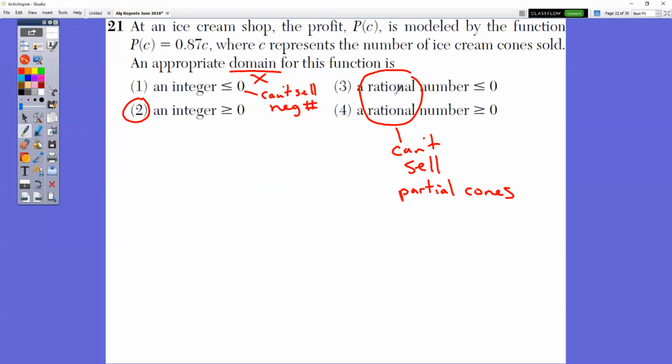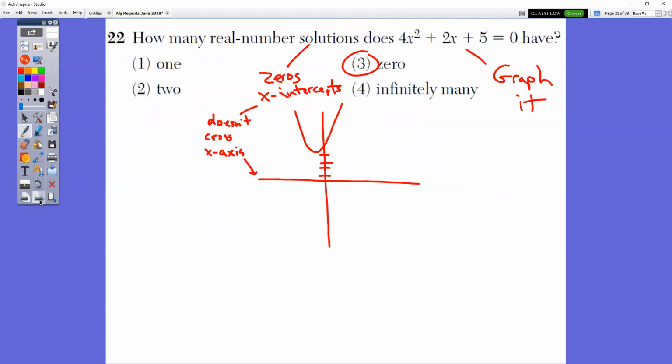We also can't have 3 or 4, because a rational number could be a number like 2/3. It could be a number like 0.5. You're not going to sell somebody half of an ice cream cone. All right. So you can't have partial cones like that. So it can't be 3 or 4. It has to be an integer that is bigger than 0, like 1, 2, 3, 4, 5, 6, 7, 8, etc.